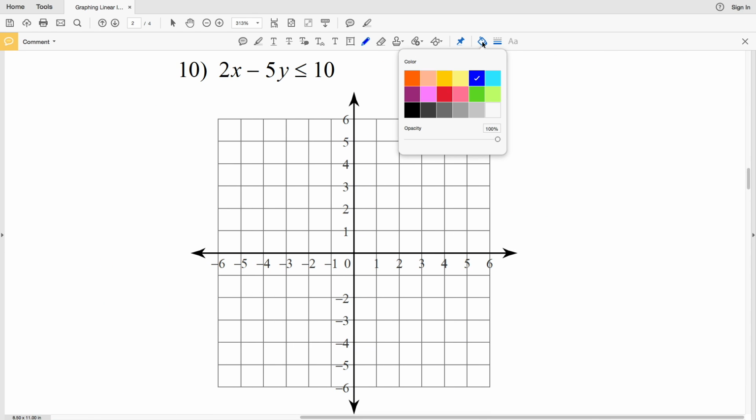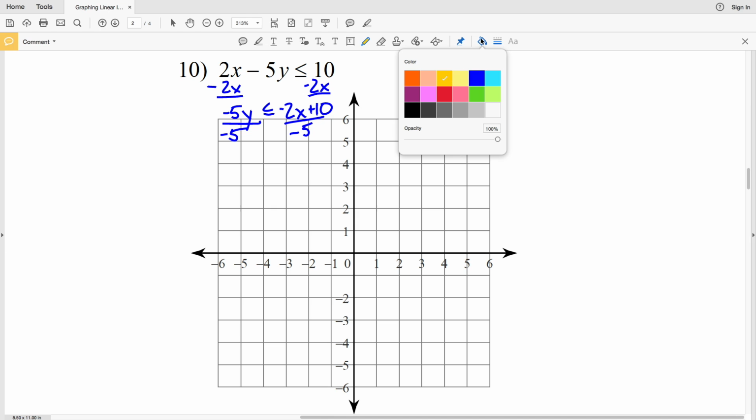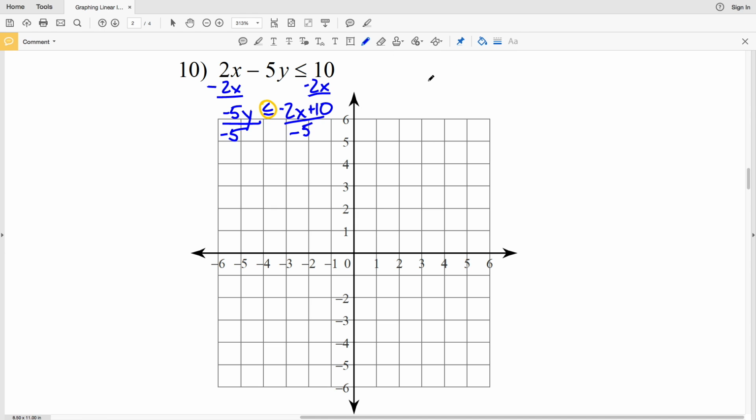In number 10, I'm going to put this in slope-intercept form. So I'm going to subtract 2x from both sides. That'll give me that negative 5y is less than or equal to negative 2x plus 10. Then I'll divide both sides by negative 5. In doing that, I'm going to have to flip the inequality. So I'll have that positive y is greater than or equal to negative 2x divided by negative 5, which is positive 2/5 x, plus 10 divided by negative 5, which is negative 2. So my slope m is equal to 2/5, and my y-intercept b is negative 2.